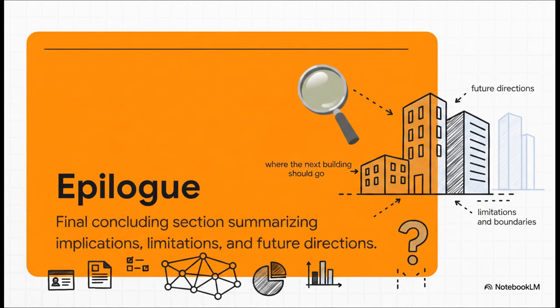So let's fast forward. You've collected the data, you've analyzed it, and you've written up your findings. You finally reach the epilogue. The epilogue is essentially the final walkthrough of our newly constructed building. You aren't just summarizing what you built, though. You're discussing the broader implications, honestly acknowledging the limitations and boundaries of your structure, and crucially, suggesting future directions for the next researcher. You are essentially pointing out where the very next building in the neighborhood should go.